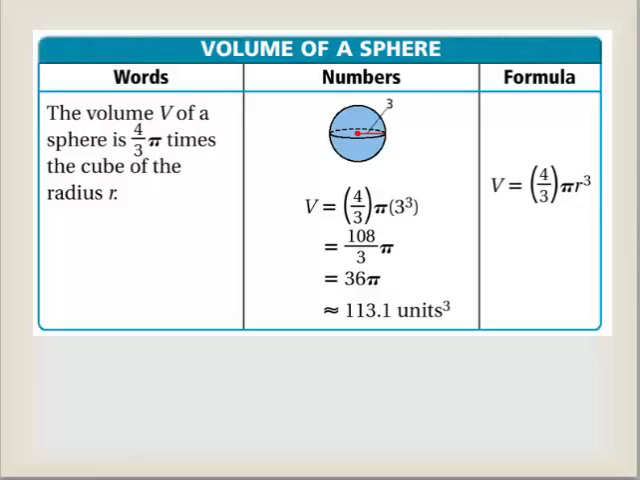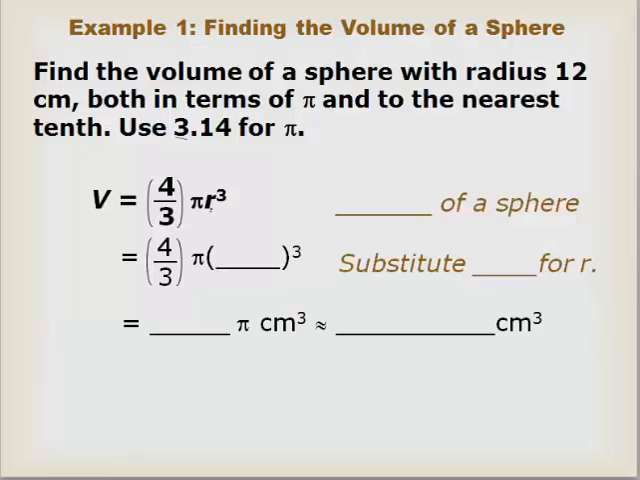The formula for the volume of a sphere is V equals 4/3 pi r cubed. This floating exponent 3 right here is referred to as cubed when you read it. And you simply take the radius, put it in for the r value, and then multiply through the 4/3 times pi times 3 cubed. Let's try an example problem.